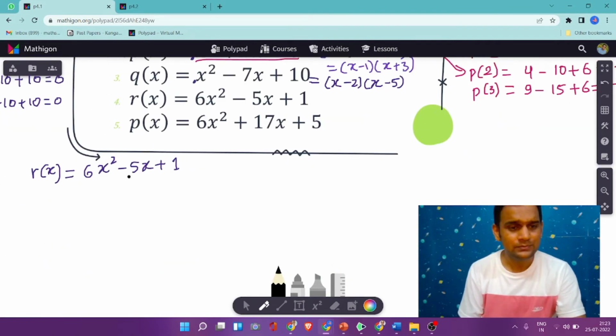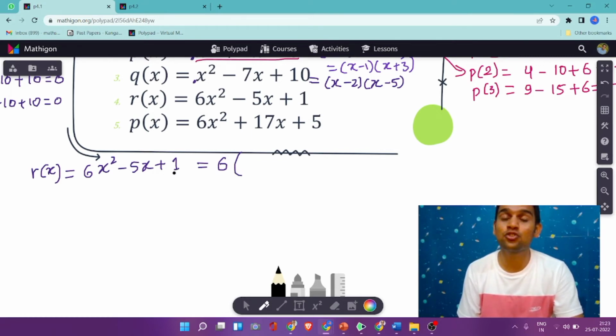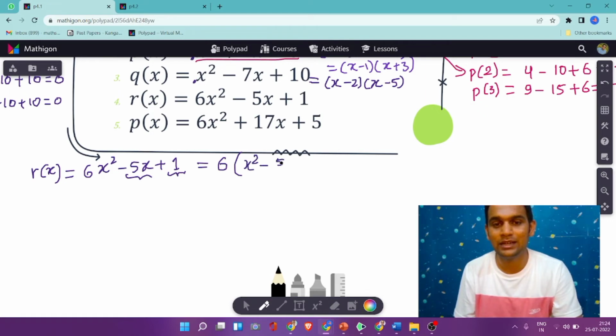So let's get going. It's very easy. We take the 6 outside the bracket. Once we have taken 6 as common factor, these two terms do not have a 6, right? So we will divide by 6 inside the bracket, because we divide by 6 and have already multiplied by 6, so it cancels out. So that becomes x square minus 5 by 6 x plus 1 by 6.